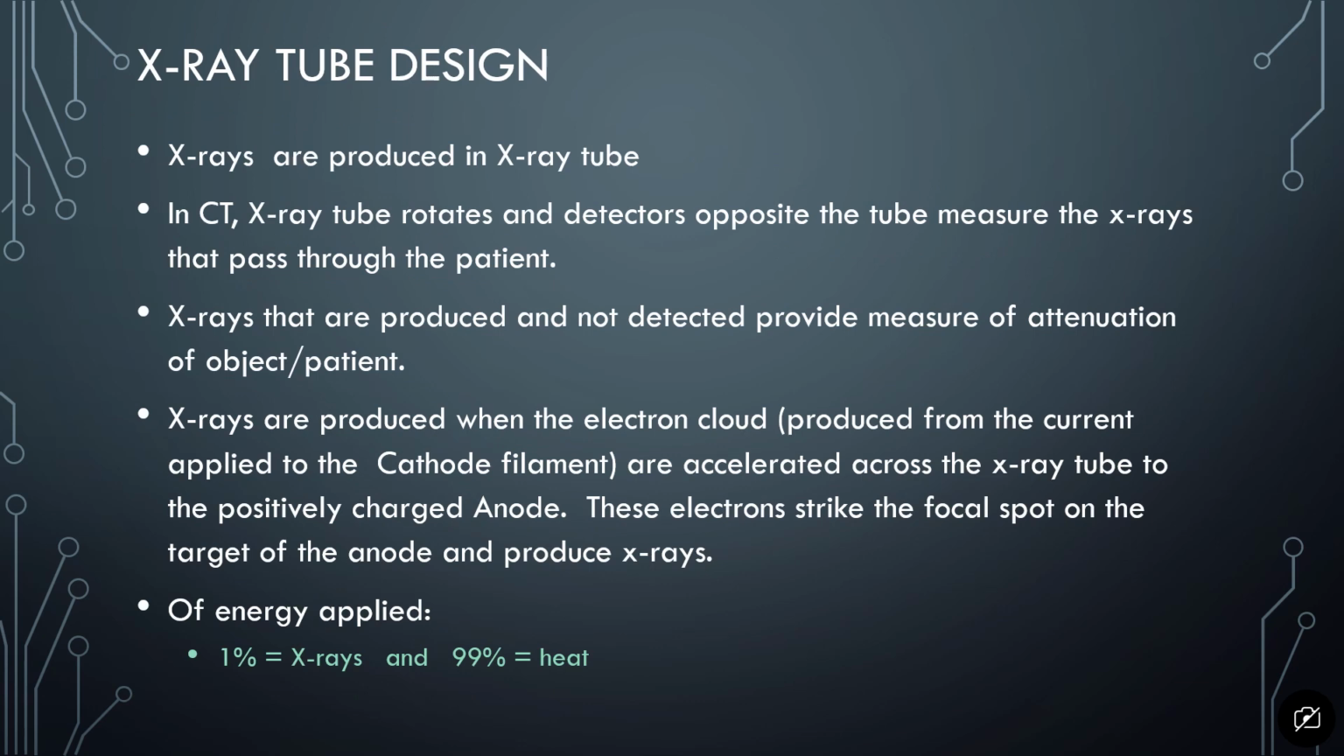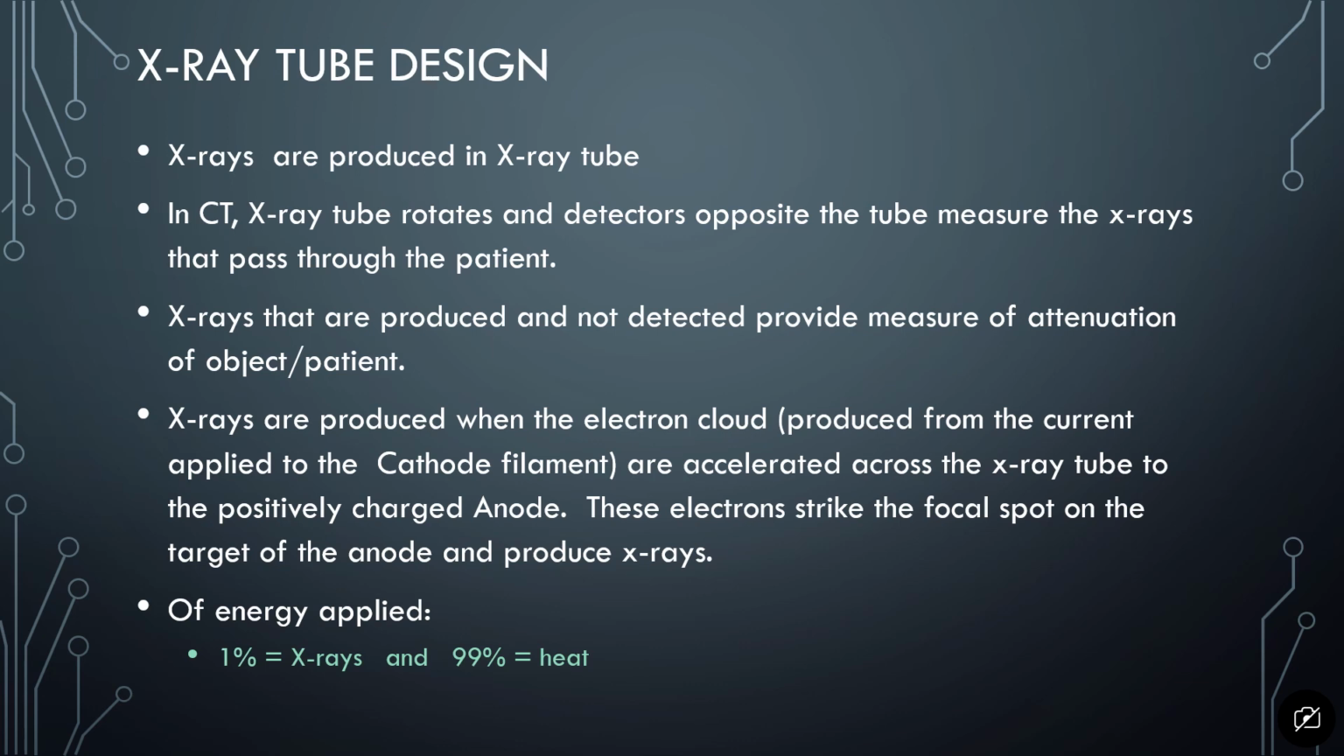So the X-rays are produced in the X-ray tube. In CT, the X-ray tube will rotate around the patient, and then it has a set of detectors that are opposite the tube. Those detectors will then measure the X-rays that pass through the patient. X-rays that are produced and not detected will provide a measure of attenuation of the object or the patient, and X-rays that are produced but don't interact with the patient will ultimately lead to scatter, and that can degrade the image quality also.